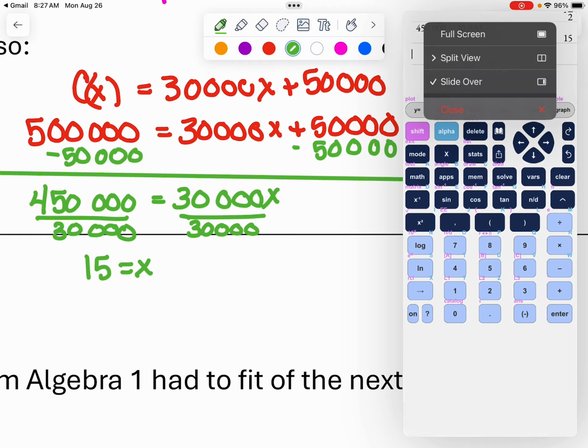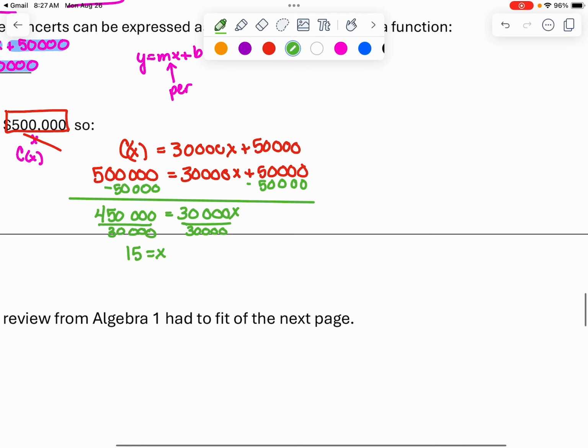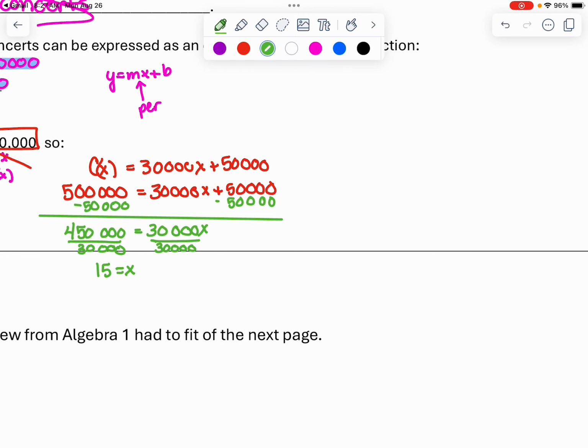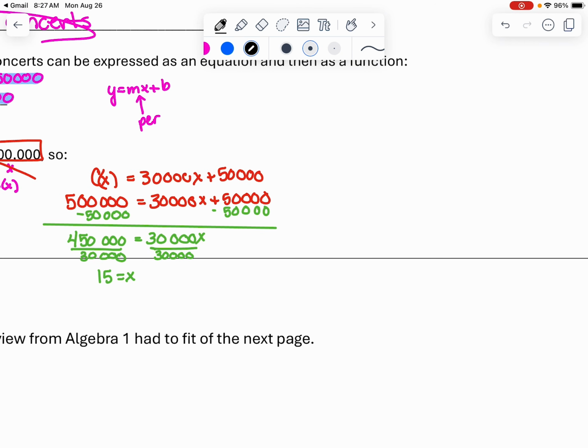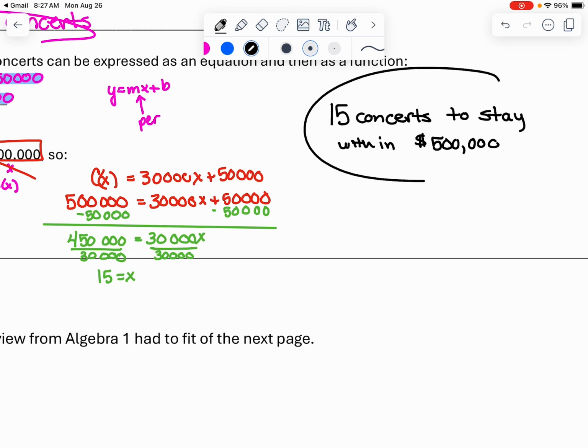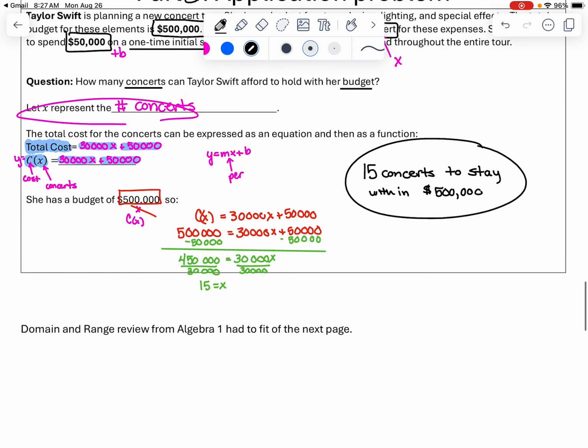With word problems, you should have a statement. So here's your statement. If you had me in General Algebra 1, you remember statements are very important because it shows that you actually understand what you did. So 15 was how many concerts she could have to stay within her budget of $500,000. So it's really important that you follow those steps. You have to know what X stands for, you have to know what your Y side stands for, and you have to be able to solve appropriately.